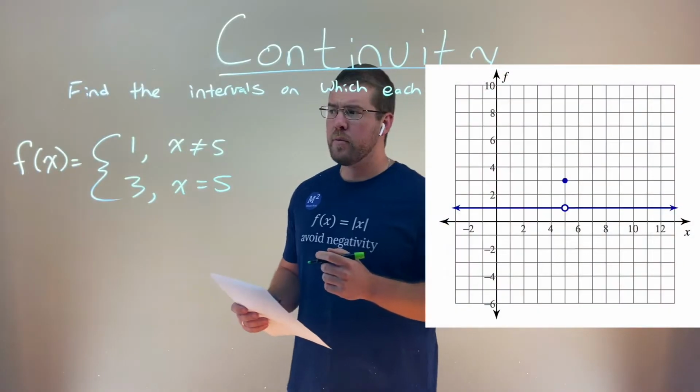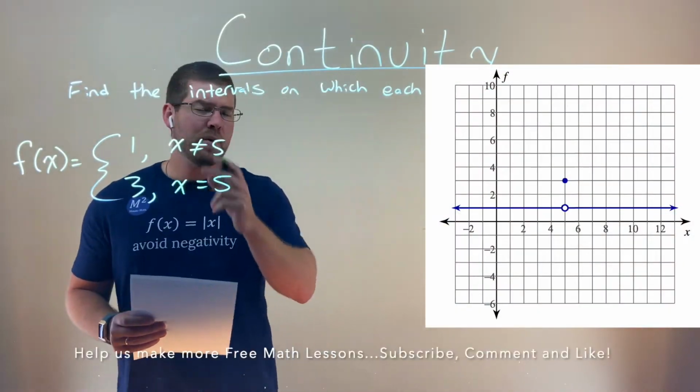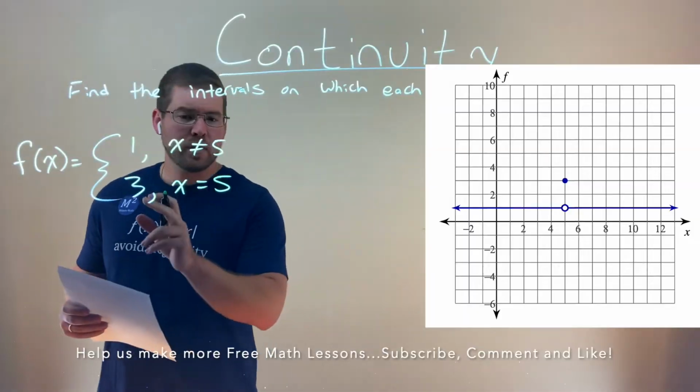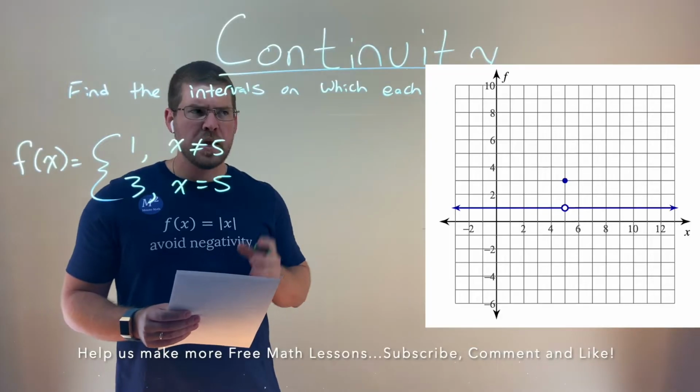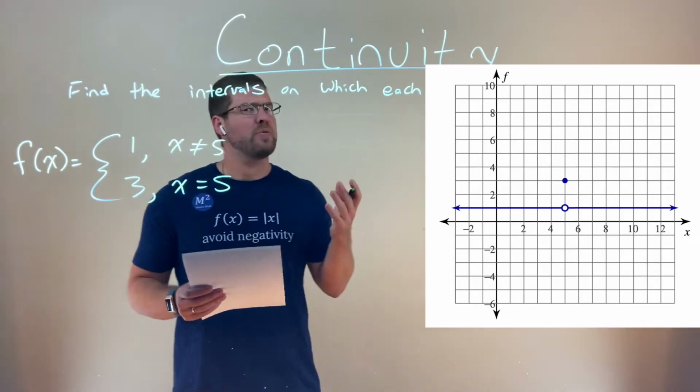We're given this problem right here. f(x) is equal to the piecewise function 1 when x is not equal to 5, but 3 when x is equal to 5. And we have to find where this is continuous. So our graph here shows what's really going on here.